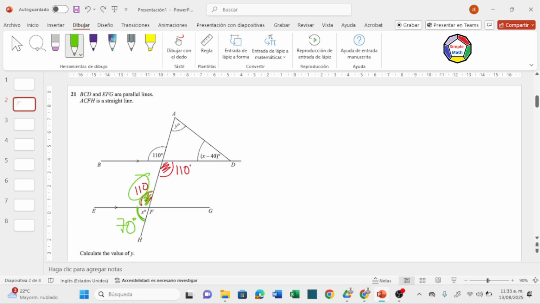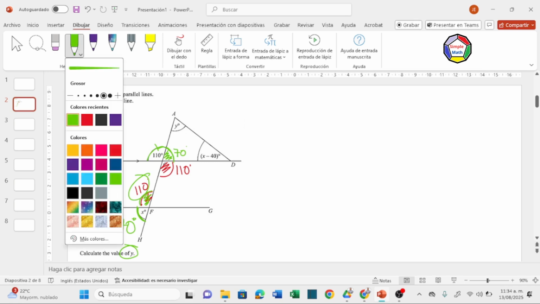Maybe we will need that. The question is to get the value of y. Let's see what happened. So if this is 110 and this is a supplementary angle, it means this angle is 70 degrees, because 110 and this part make supplementary angles, and supplementary angles measure 180 degrees. So this is 70 degrees.